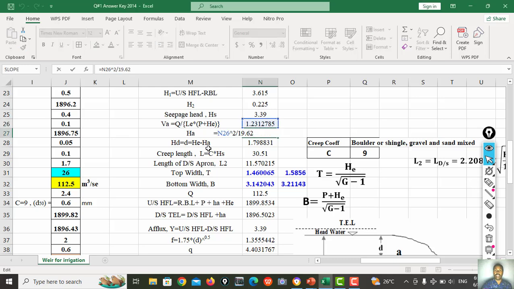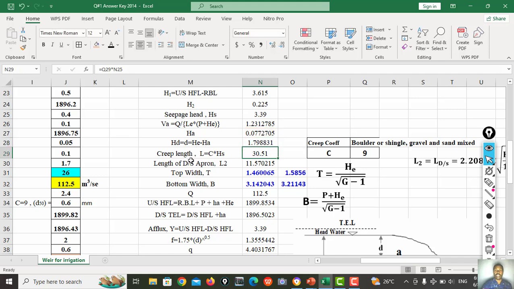Then you calculate the approach head, which is V squared over 2g. Again you compute this one. Then the design head will be the effective head minus the approach head. Then you go now to Bligh's creep theory.